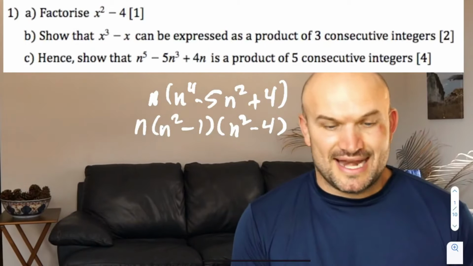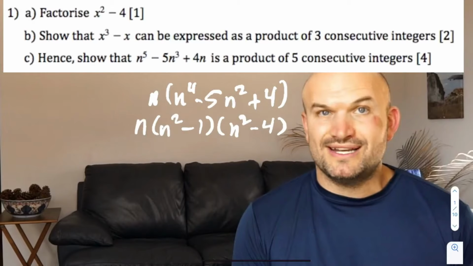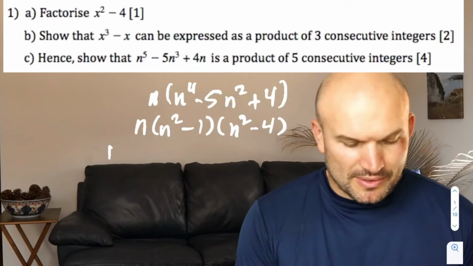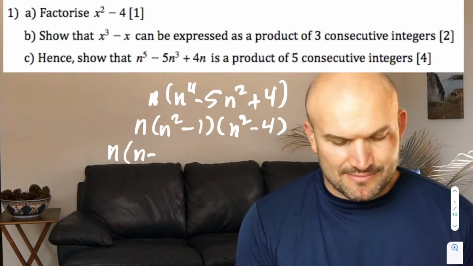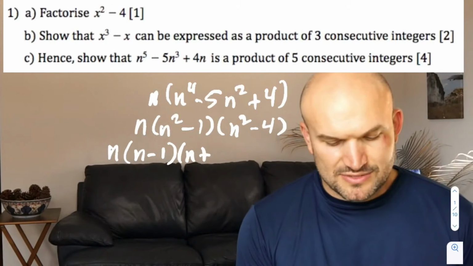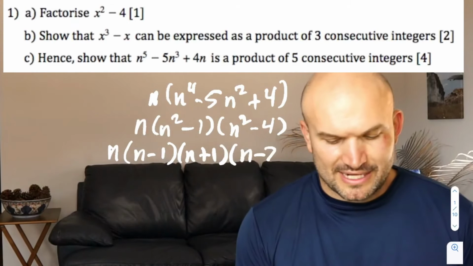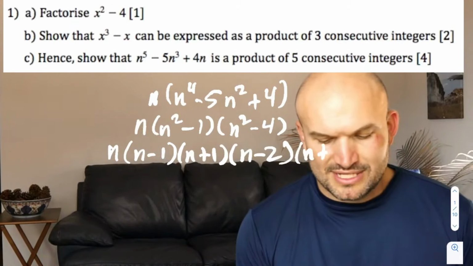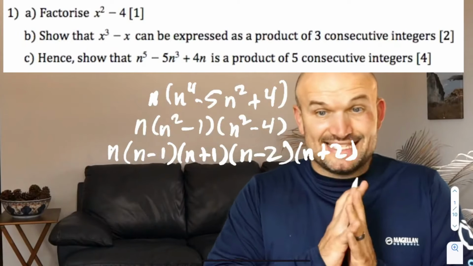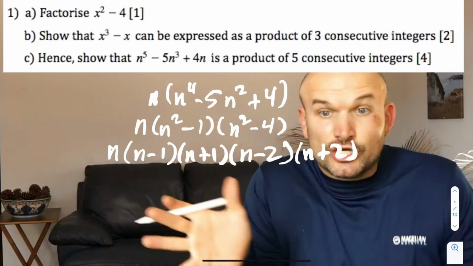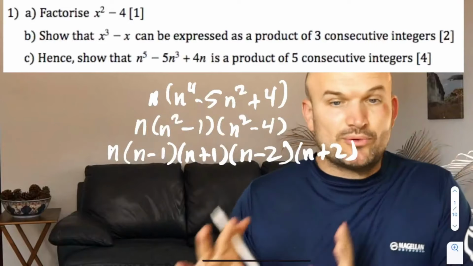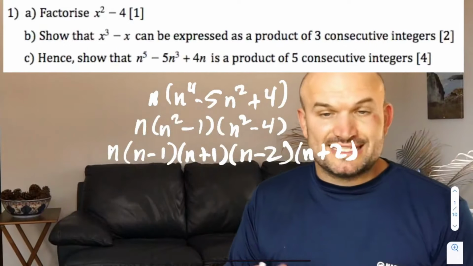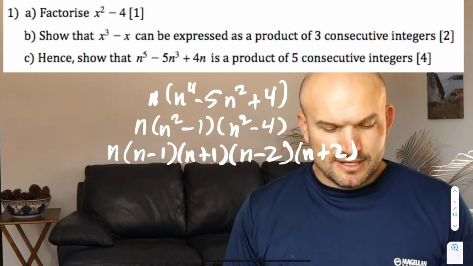Now I recognize though that the n squared minus 1 is again a difference of two squares. So what we can do here is we have our n, then we have an n minus 1 times an n plus 1, and then we have an n minus 2 times an n plus 2. Now again, that is in the complete factored form, so we are good there if you just wanted to rewrite it as a product.